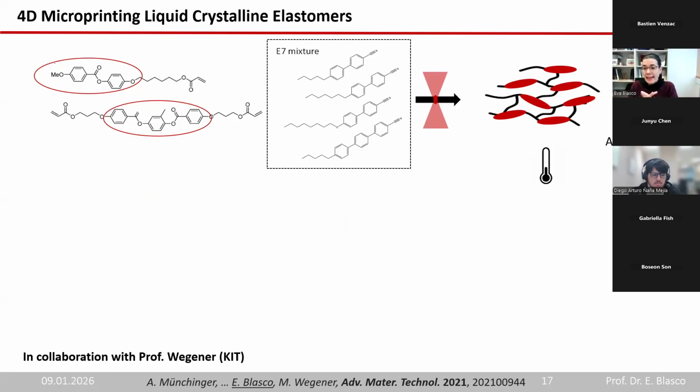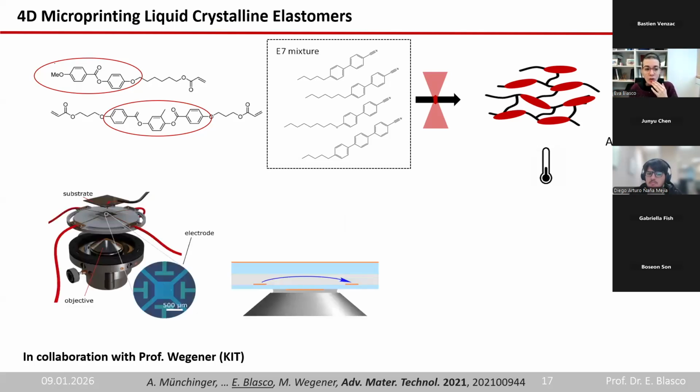Here again, we wanted to make it more complex, and here Alexander, PhD student of Professor Bastmeyer at the KIT, constructed this sample holder with electrodes that allowed us to align while printing.